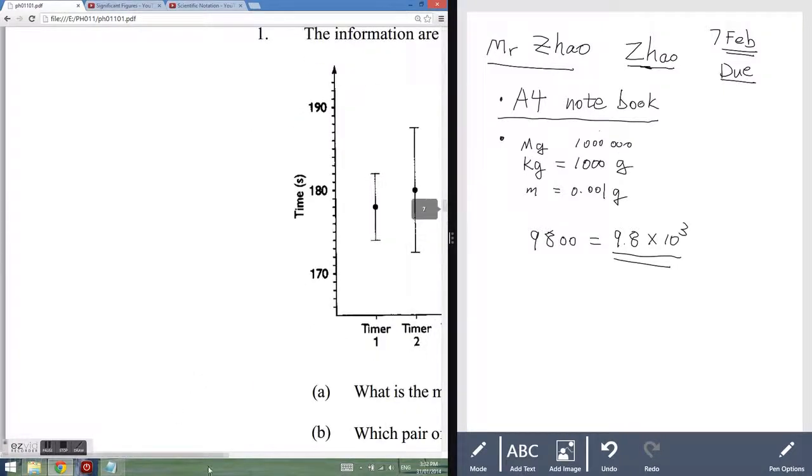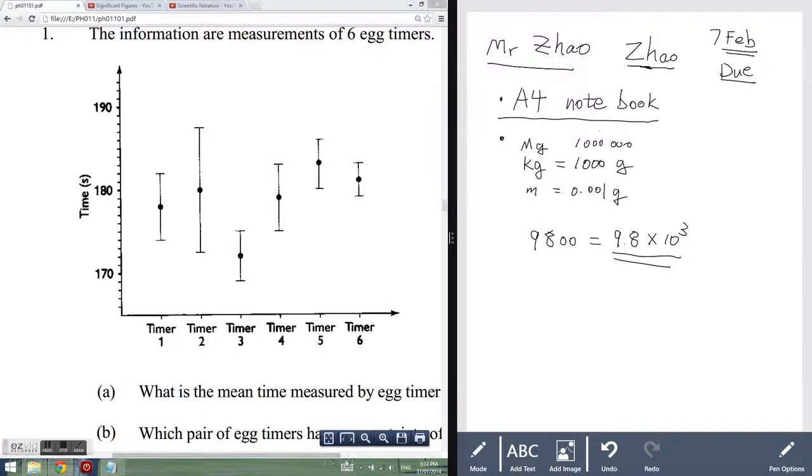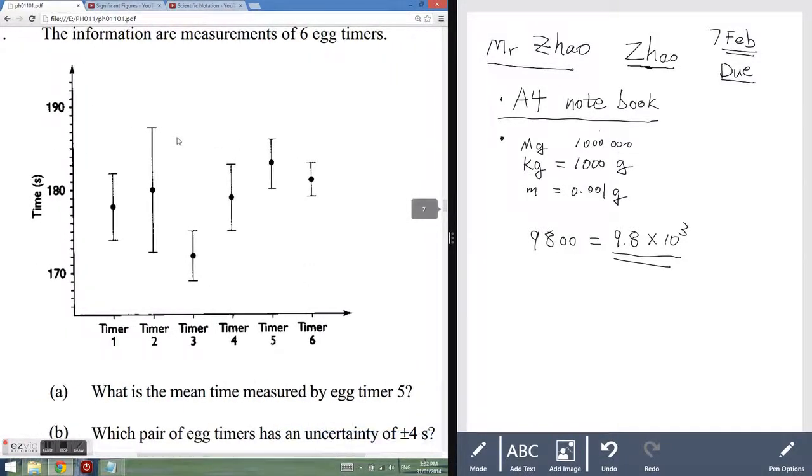If you look at question 1, we have a table. There are 6 egg timers. What is the mean measured by egg timer number 5? The mean will be here. It's approximate. Get a ruler and measure it. It's approximately 1, 2, 3, 4, I think it will be 3. The mean will be 183. Always remember the unit, seconds.